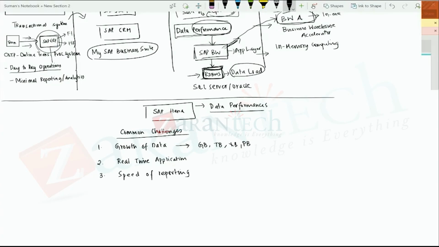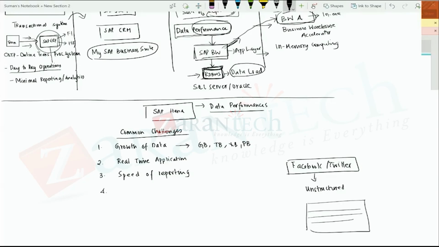Another thing is, with everything moving toward all this social network, be it your Facebook, be it your Twitter, whatever that information is, right? These data are referred to as unstructured data. In the past, companies were only focused on structured data, any data that is coming in a table format. We were only doing analysis on data that was coming in a table format. But we are moving more towards unstructured data, right?